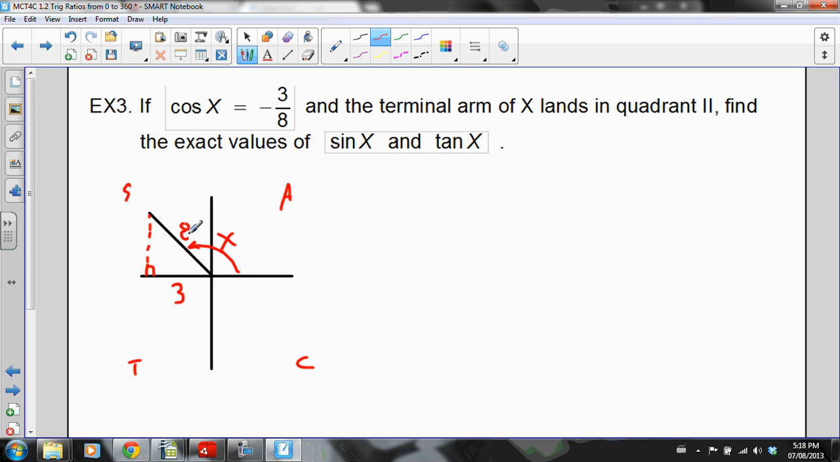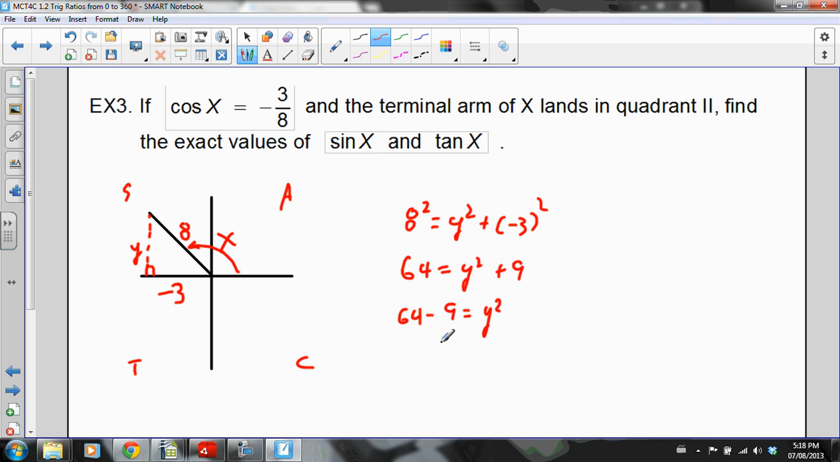The hypotenuse is still 8. Negative because we've moved left, and then this is the side we don't know. We don't know the y-coordinate, do we? So I'm going to find it out. Pythagorean theorem. Subtract 9 from both sides. What's that? That's 55, I think. Square root.